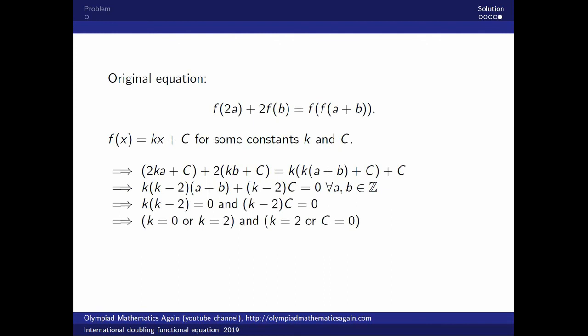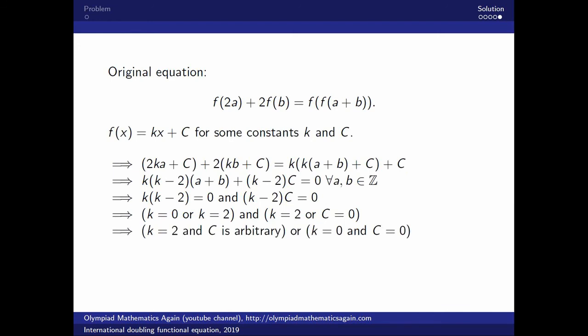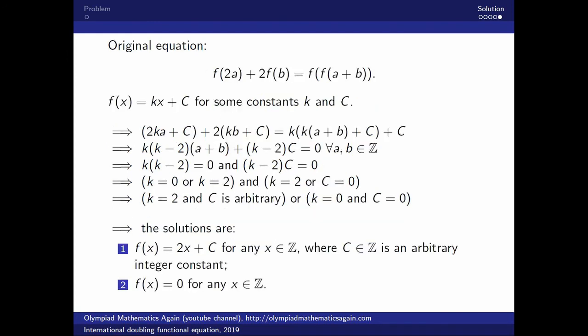Now we conclude that the first condition gives us that either k is equal to 0 or k is equal to 2. The second condition gives us that k is equal to 2 and c is equal to 0. From this we conclude that we have two options. The first option is that k is equal to 2 and c is arbitrary, and the second option is that k is equal to 0 and c is equal to 0. These two options give us two solutions. The first is that f(x) is equal to 2x plus a constant c, where c is an arbitrary integer constant, and the second solution is that f(x) is always 0 for any x.